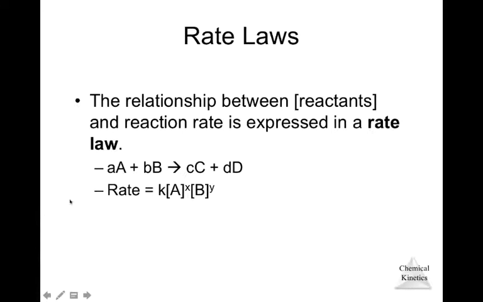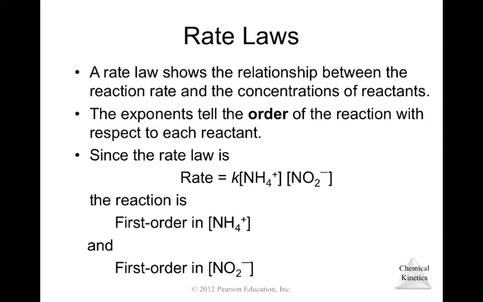So if we have this generalized reaction here, the rate is going to be your rate constant times the concentration of one of your reactants raised to some exponent, and the concentration of your other reactant raised to some different exponent. This also shows the relationship between the reaction rate and the concentrations. So the exponents tell us the order of the reaction. If we're looking again at this same one, the exponent is really just a 1. That's why we're not writing it there. So it's first order with respect to NH4+, and it's first order with respect to NO2-.